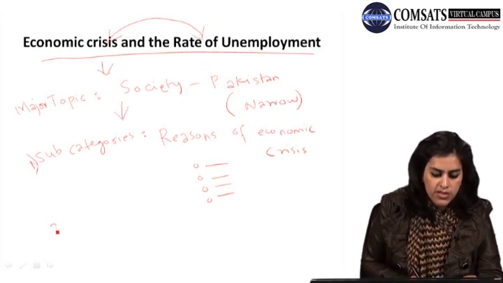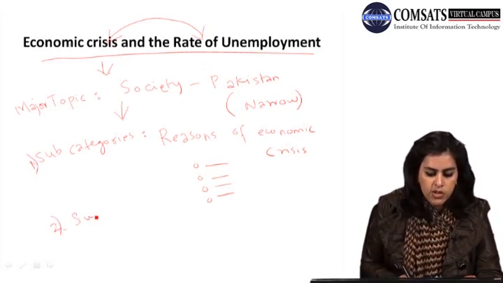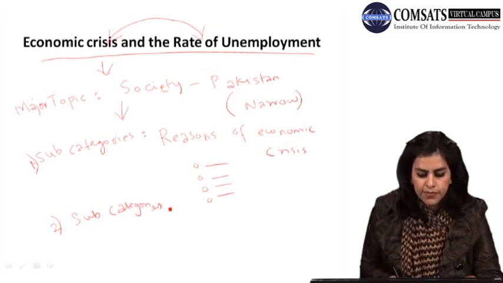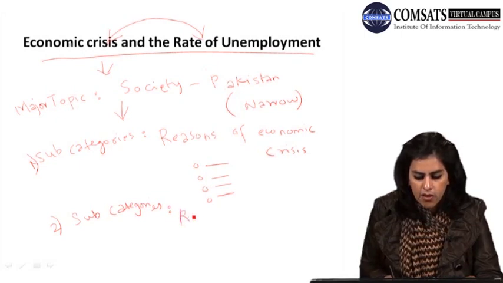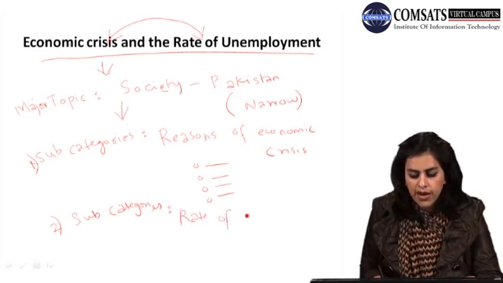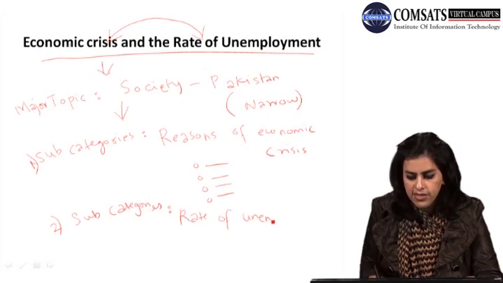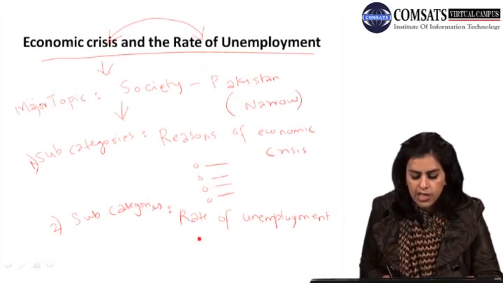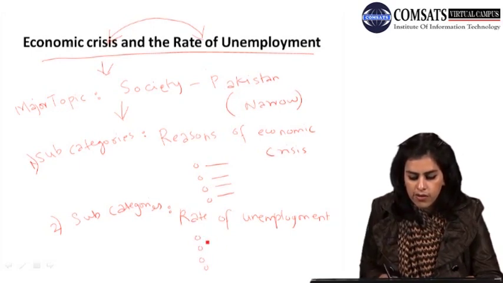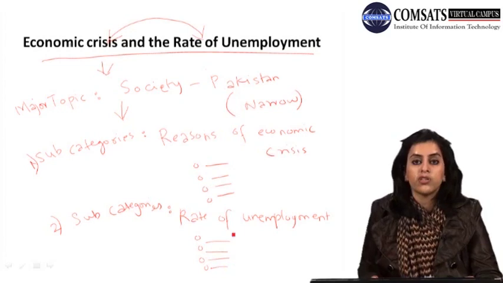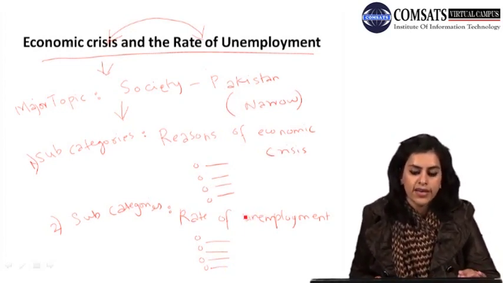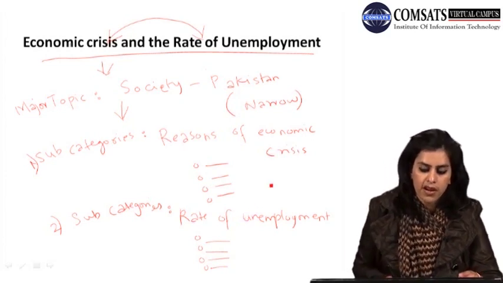Now if you talk about your subcategory number 2, that is the category that is going to talk about the rate of unemployment. So you would write down all those reasons under this heading, where you are going to talk about each of the reasons or each of the findings that you describe, explaining why these reasons of economic crisis are related to the rate of unemployment in our society.